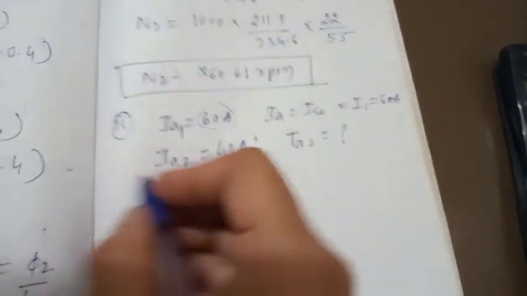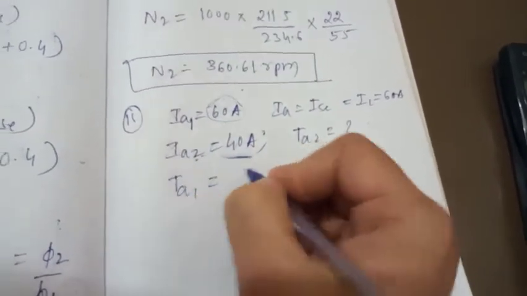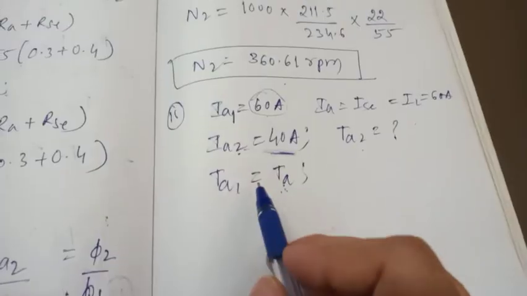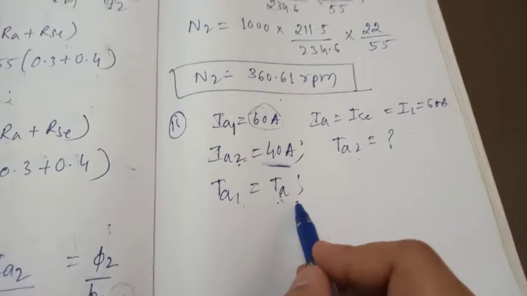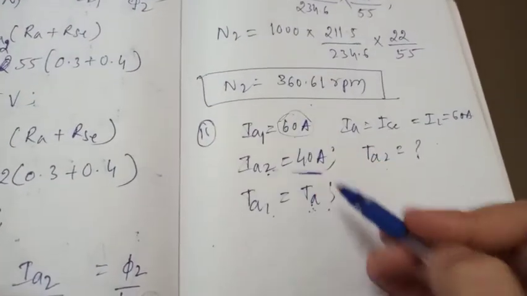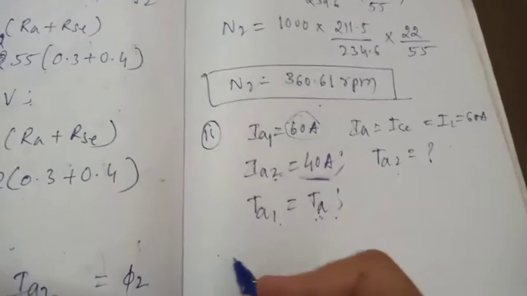For this, let me mark this TA1 as TA. Let that armature torque be, so TA1 is equal to TA. Let the torque corresponding to 60 amps be TA.